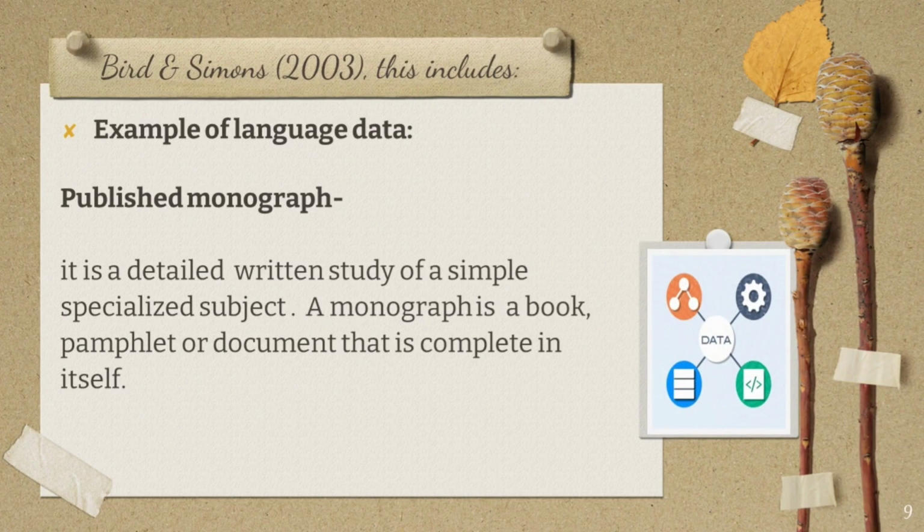An example of language data is a published monograph. It is a detailed written study of a single specialized subject. A monograph is a book, a pamphlet, or a document that is complete in itself. Language researchers publish their findings in monographs so their peers can review and validate them. This kind of published research document is what we call a language resource. The teachers in the field can explore and find parallel studies about English language teaching. This kind of language resource can be a very good source of new innovation in the field of teaching.